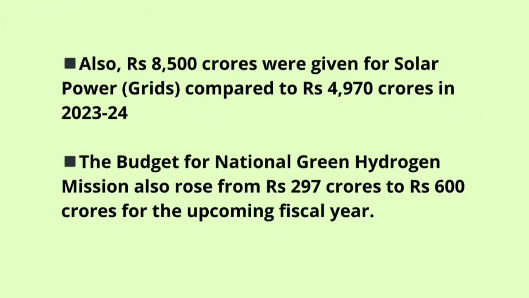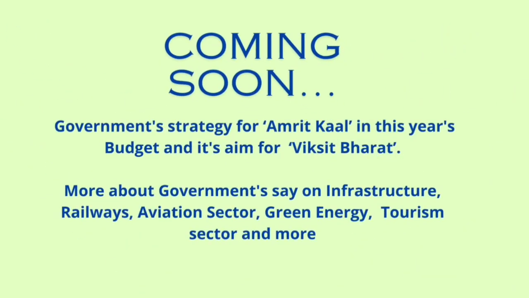Also, rupees 8,500 crores were given for solar power grids compared to rupees 4,970 crores in 2023-24. The budget for National Green Hydrogen Mission also rose from rupees 297 crores to rupees 600 crores for the upcoming fiscal year.